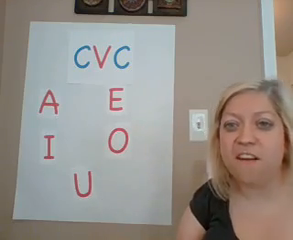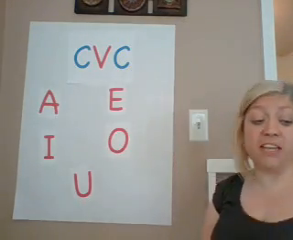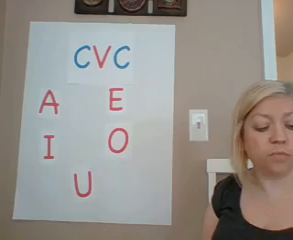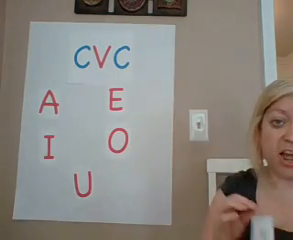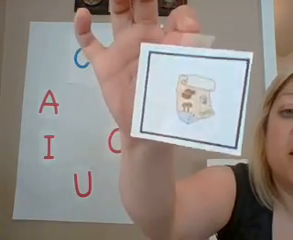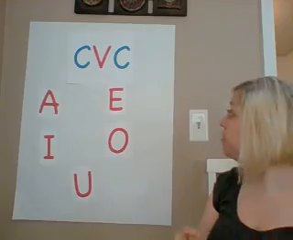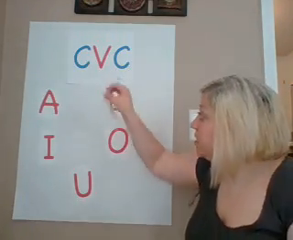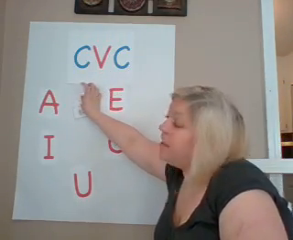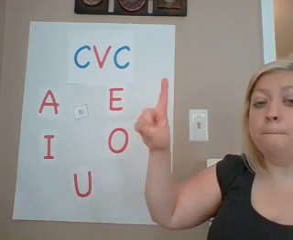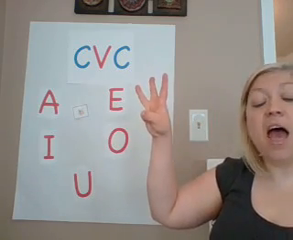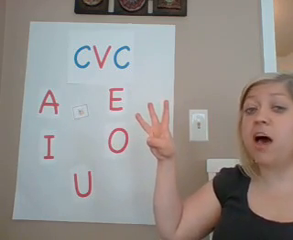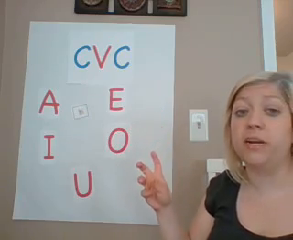Now that I know my vowels, I can make some words. The first word I have is map. I'm going to put it with my A. I hear map. I hear three sounds. So I know my word needs three letters.